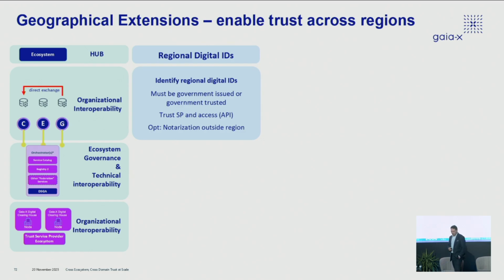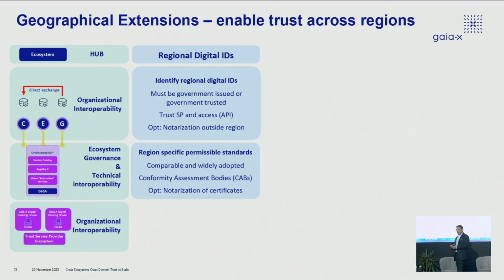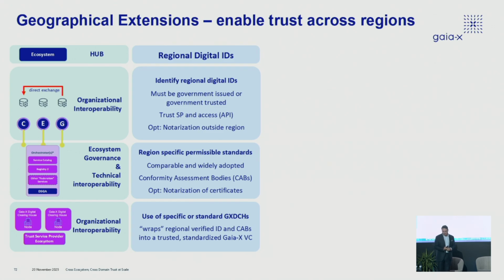Secondly, we need to think about regional specific permissible standards. So we have implemented global standards, we have implemented European standards, but if we go in other regions, there are all different standards that are available and totally valid. And they have different conformity assessment bodies that basically prove those standards. And again, you have a notarization function. And finally, the use of specific or standardized clearinghouses. And how that works is you create trust on a digital ID that is in a certain region. What we do is we wrap it into a Gaia-X verifiable credential. And that means it's interoperable and it can be read and used in all other regions.